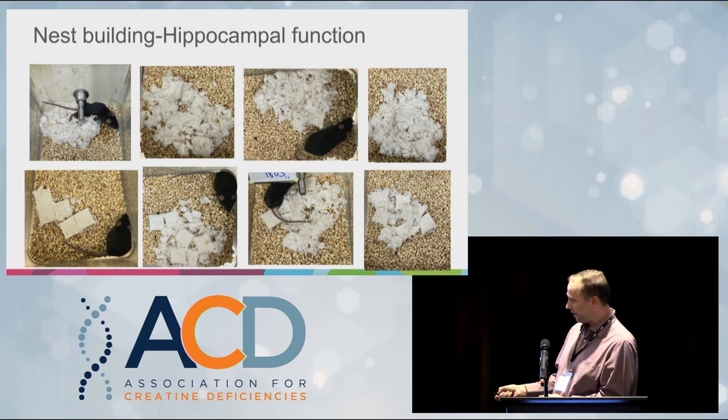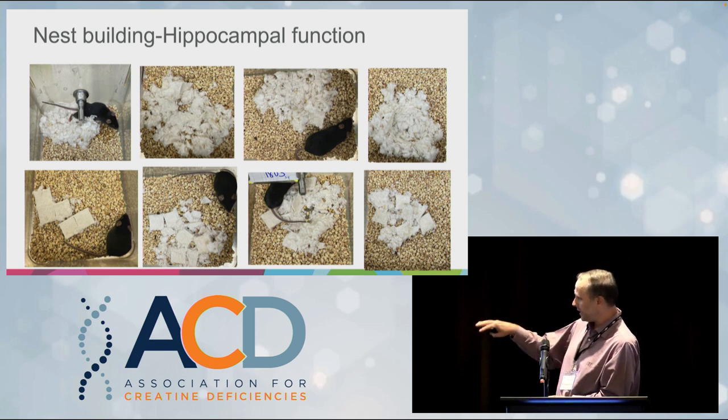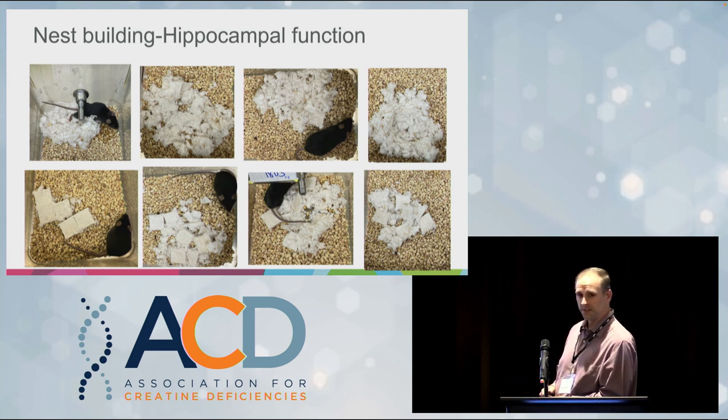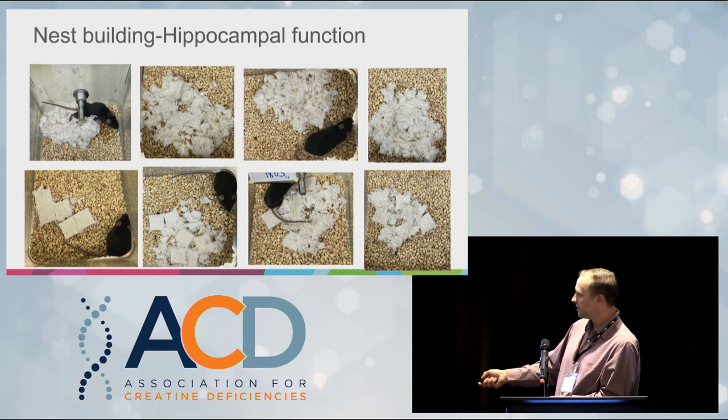So I'm going to point out this guy right here. This is actually what the test looks like when we start. We take five nestlets and we drop them in the mouse's cage. We house all the mice individually for this. So they come out of the contextual fear paradigm and we house them individually for the next two tests. This is 24 hours after we put the nestlets in the wild type mouse. All the mice on the bottom are knockouts, and all the mice on the top are wild type.